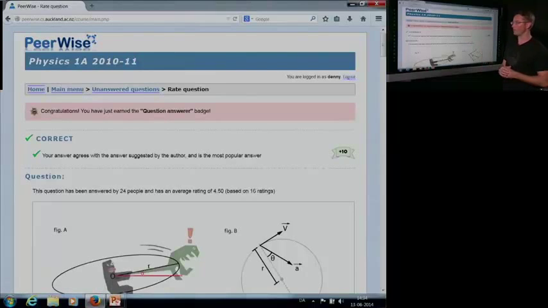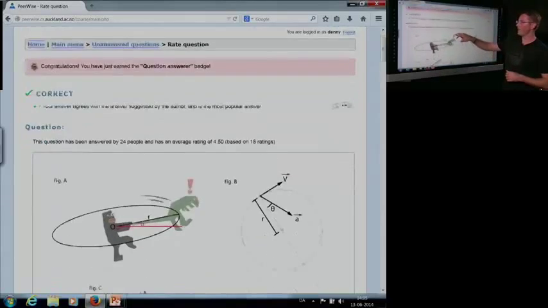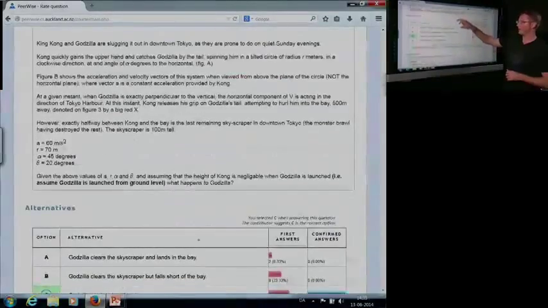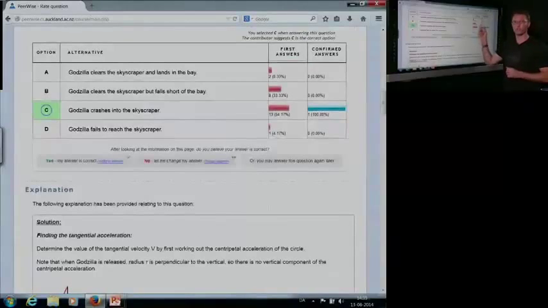So here I'm told I'm correct. I also earn a badge called the Question Answerer badge, and there is a large set of badges that students can earn when they're using PeerWise, and I've also earned 10 answer points. What I can do now is just review my answer to the question, and I can see immediately how every other student in the course has answered this question.